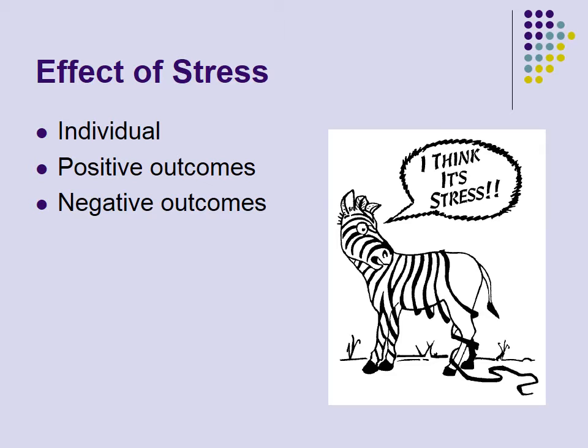Negative outcomes can be certainly where we get overwhelmed. It overwhelms our coping mechanisms, and our ability to handle what's happening to us just overwhelms us. And then sometimes as a result of that being overwhelmed, we end up removing ourselves from the situation. We stagnate. We move ourselves away.